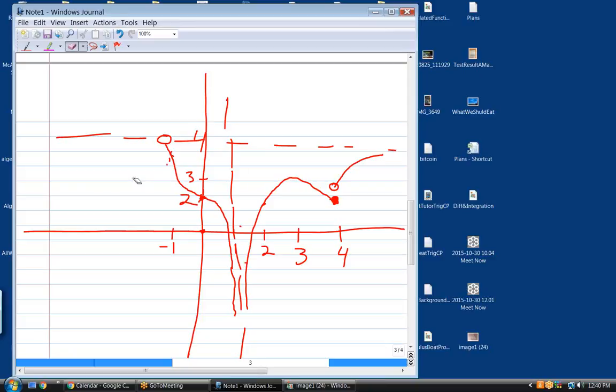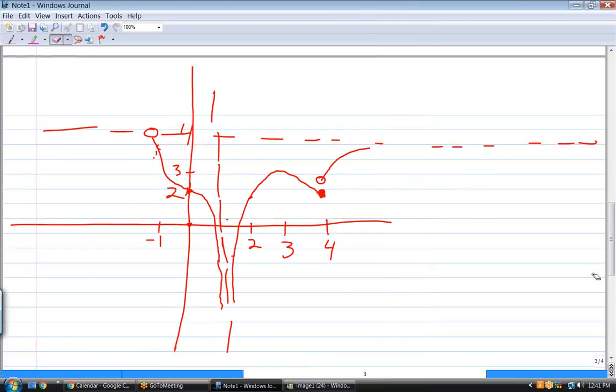Okay? Can you leave that graph up real quick so I can take a picture? Yeah. So I can get to it.